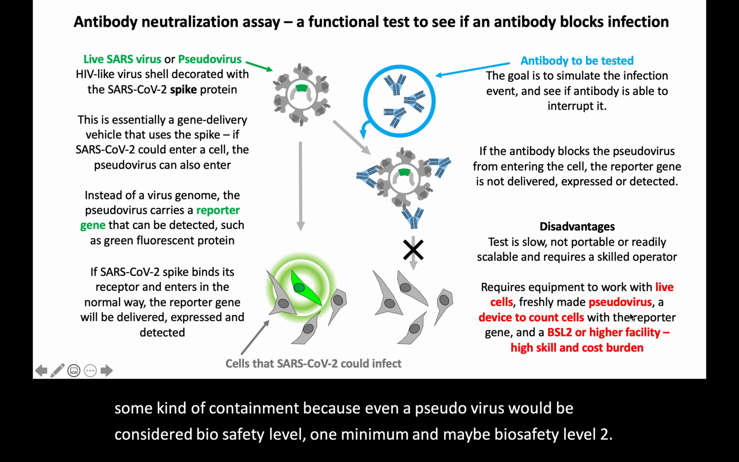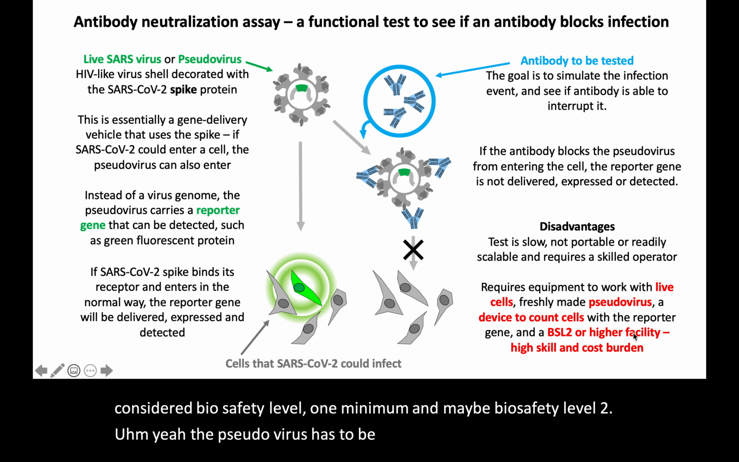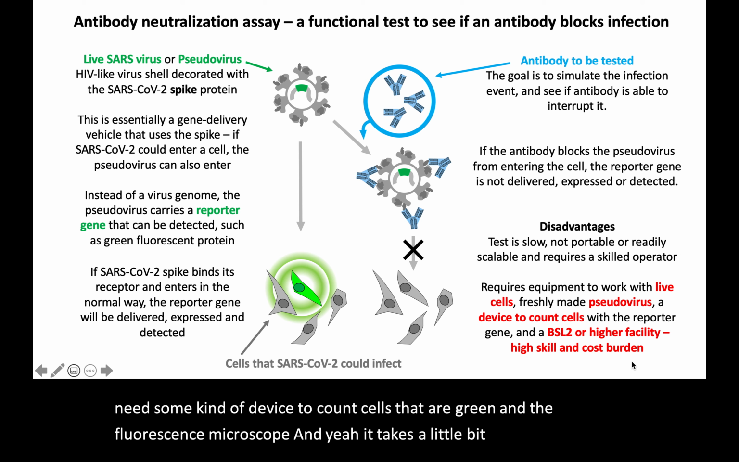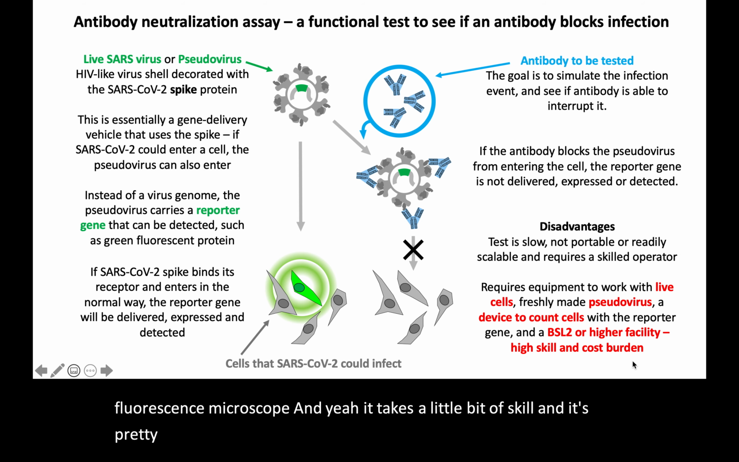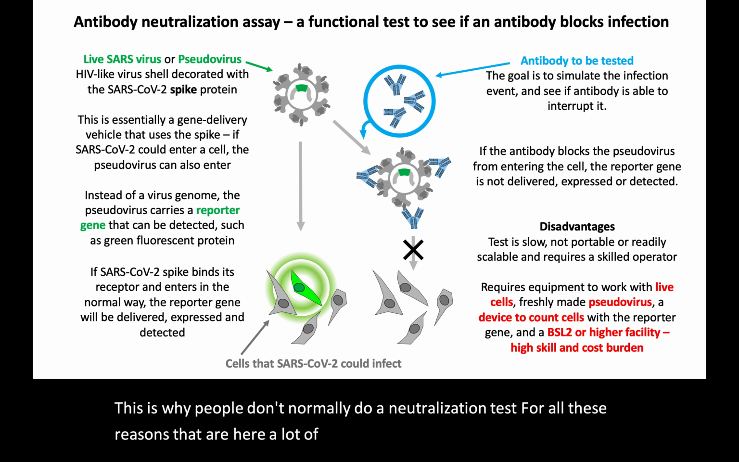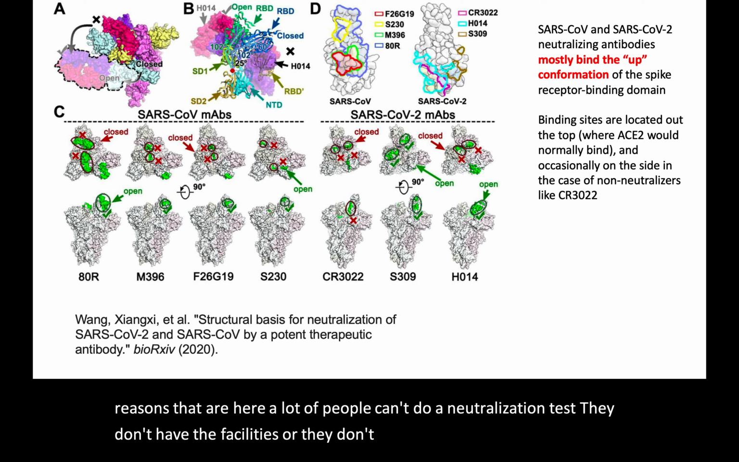Yeah, the pseudovirus has to be properly and freshly made. You need some kind of device to count cells that are green and a fluorescence microscope. And yeah, it takes a little bit of skill, and it's pretty expensive, and it takes 2 to 3 days. So this is why people don't normally do a neutralization test, for all these reasons. A lot of people can't do a neutralization test. They don't have the facilities, or they don't know how to do one.